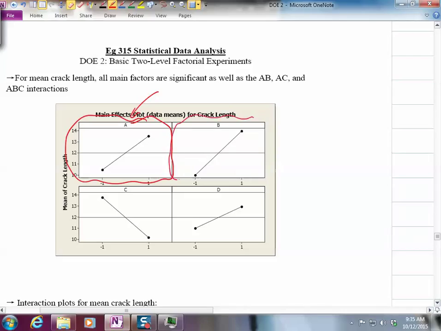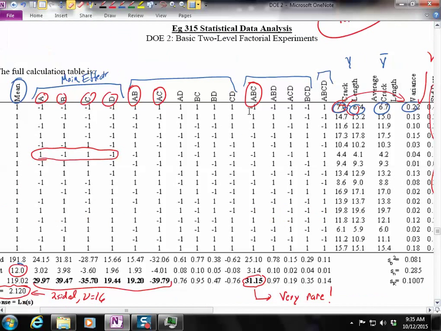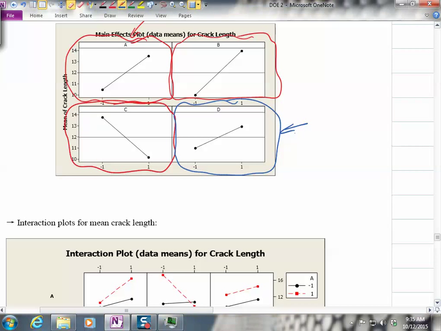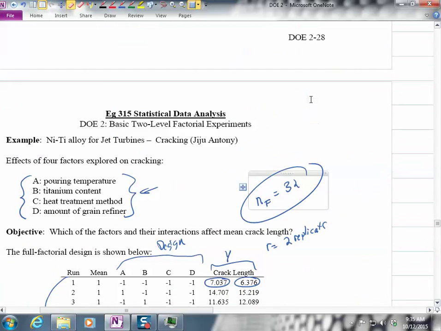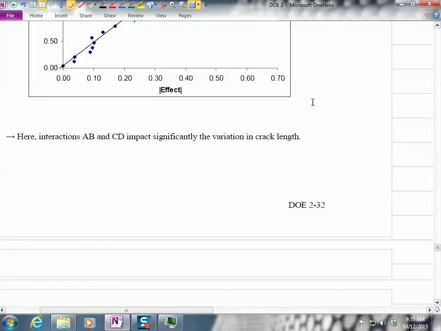Would you discuss this one for B? No. Why? Because of that? How about C? There's a significant main effect with C. Would we explain this main effect plot? No. But for D, we would say you could discuss the average effect of whatever D was, amount of grain refiner.